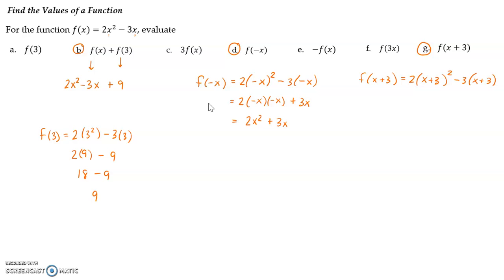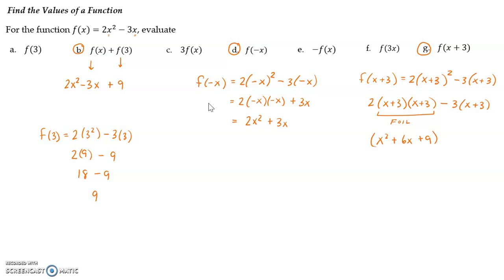So let's go ahead and rewrite this. We've got 2 times x plus 3 times x plus 3 again, right? Because that's what it means when we square something. So let's go ahead and FOIL this piece out. Right, we've got x times x, which is going to give us an x squared. For our inside piece, we've got a positive 3x. Our outside piece, we also have a positive 3x. So that's going to be a positive 6x. And 3 times 3 here is going to give us a positive 9.